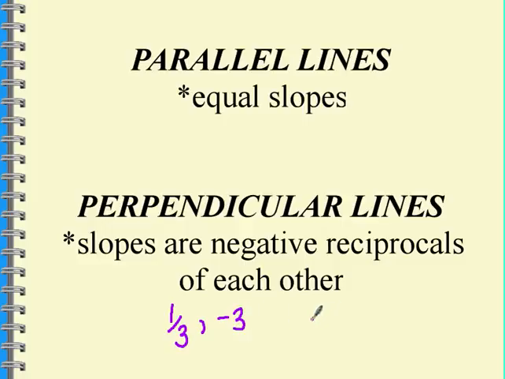If I had, let's just say, -4/5, the negative reciprocal of that would be 5/4. If I had the number 2, what would the negative reciprocal of that be? -1/2. So that is how we know that lines are perpendicular. We look at their slopes. Same thing with lines that are parallel.